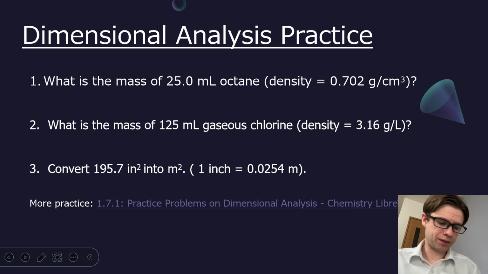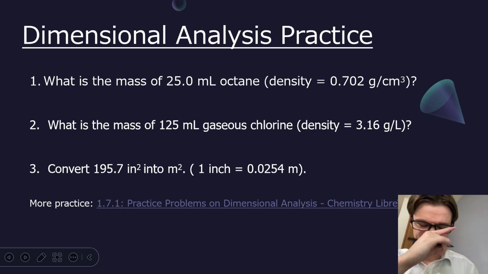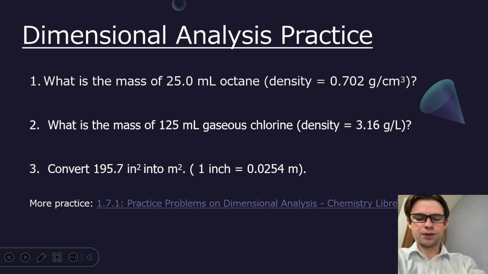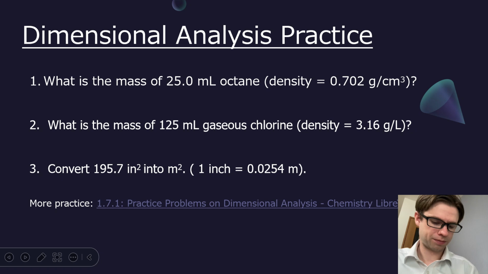So we can look at these three practice questions. What's the mass of 25.0 milliliters of octane? Density, 0.702 gram per centimeter cubed. Then second, what's the mass of 125 milliliters of gaseous chlorine? Density, 3.16 gram per liter. And finally, convert 195.7 inches squared into meters squared. 1 inch equals 0.0254 meters.